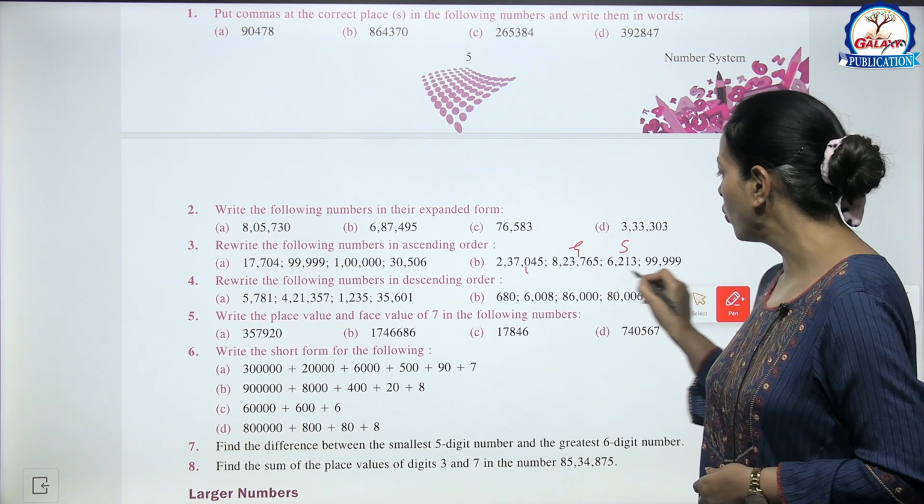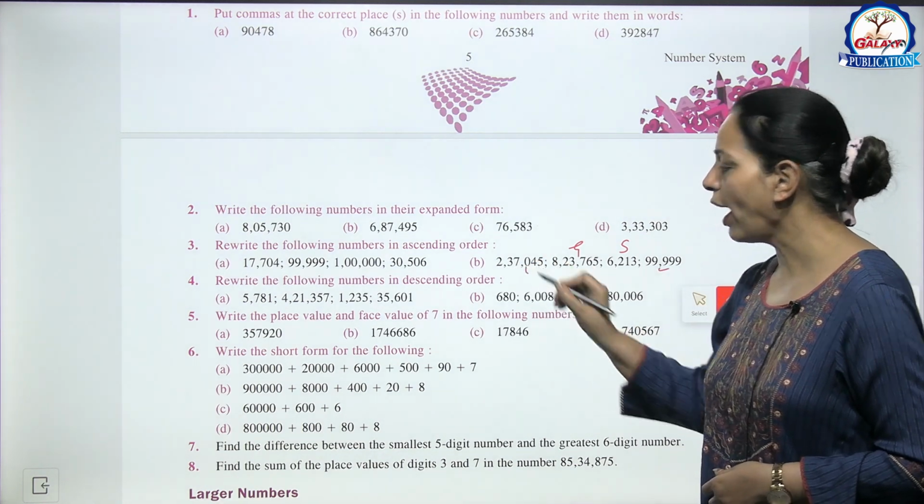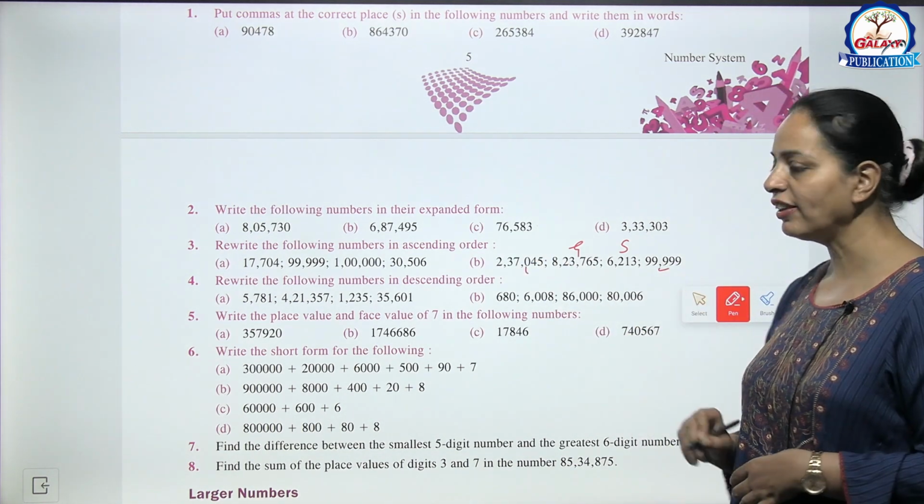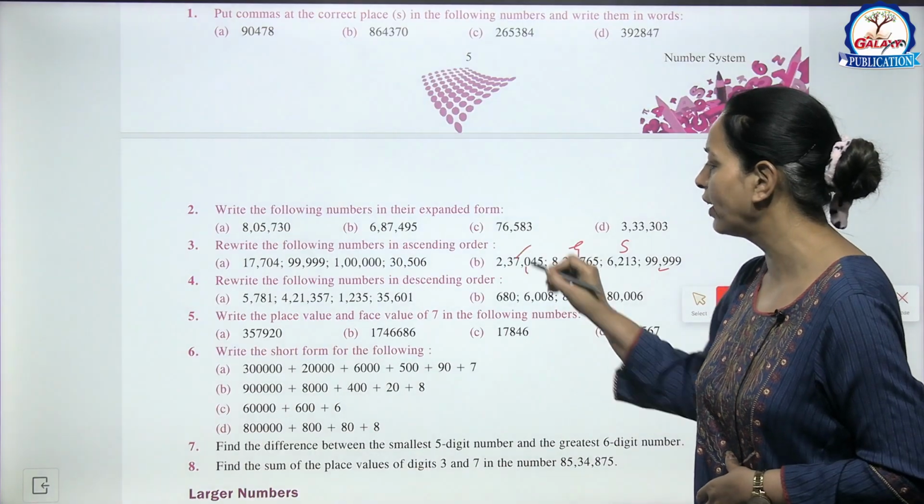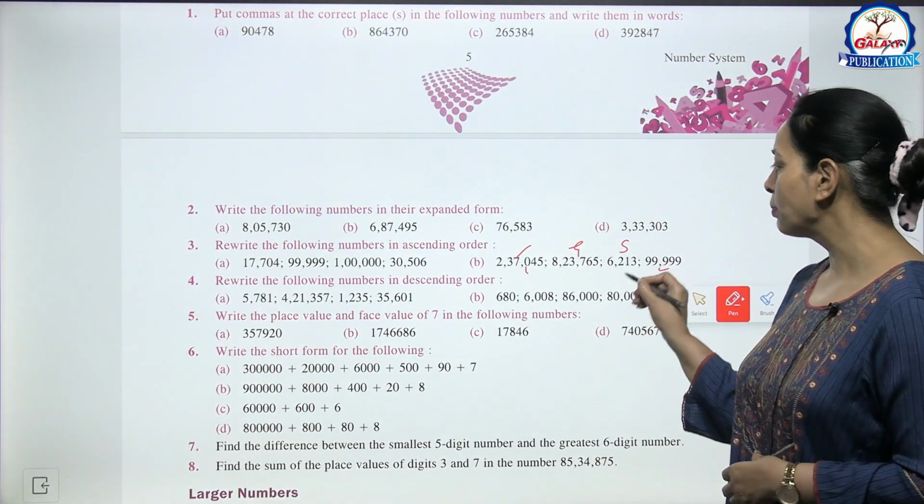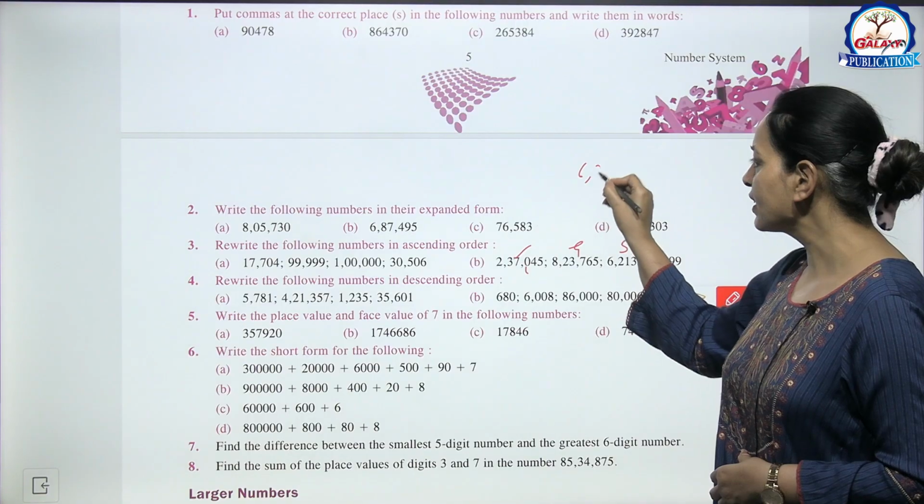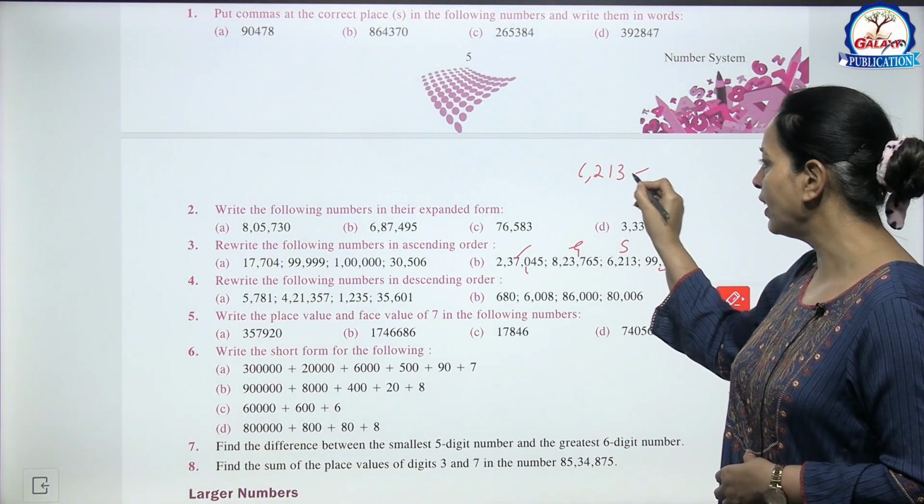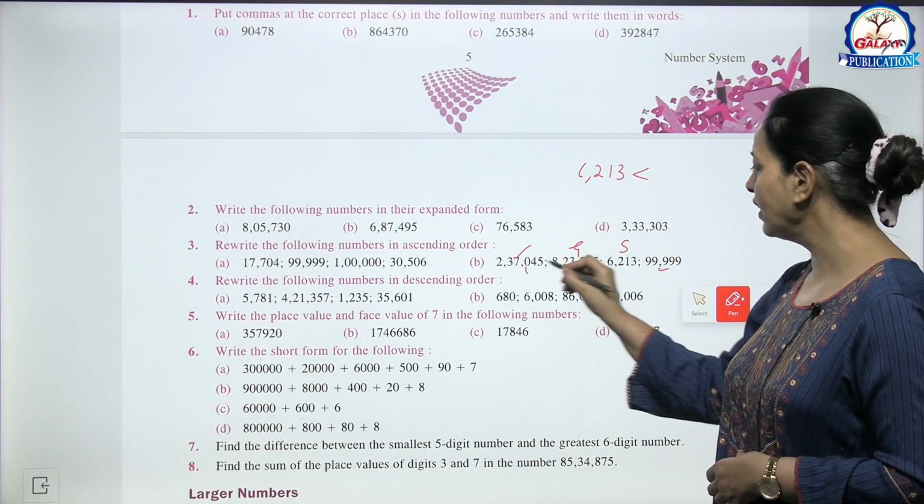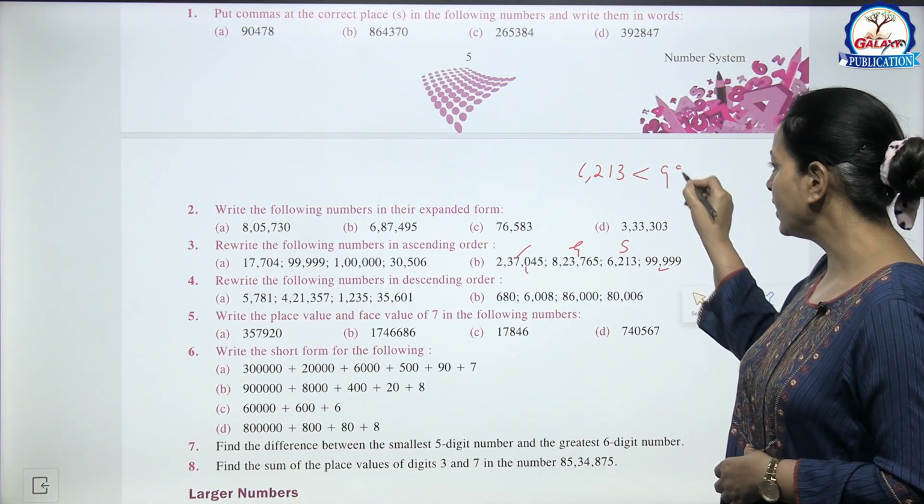And which of these two is bigger? This is 2 lakh something, this is 99,000. Of course, this one is bigger. So you will write first 6,213, that is less than which number?